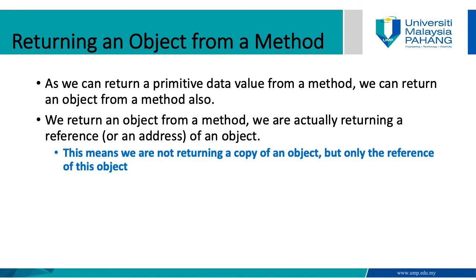We already know how to return an object from a method, because we have been returning a string from a method, right, in the previous slide. And a string is an object, an instance of the String class. So this is the example. However, string objects are treated much like primitive data. So we will explore a little bit deeper into this topic.